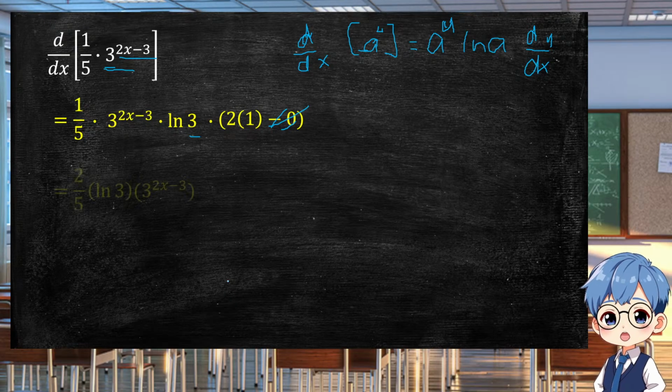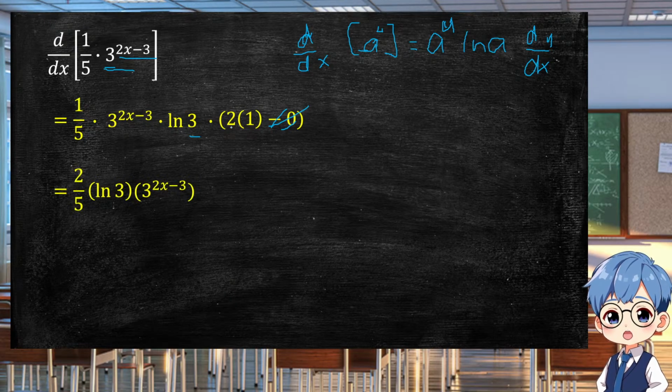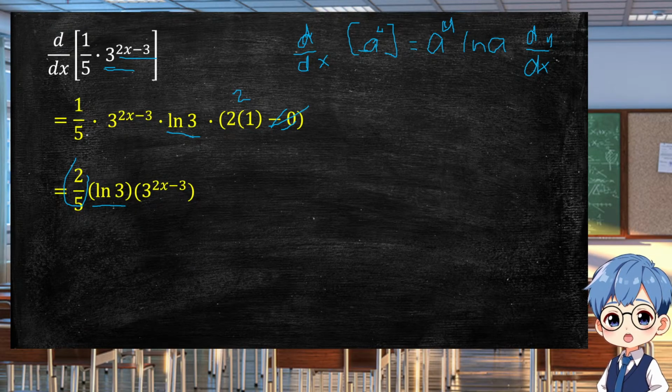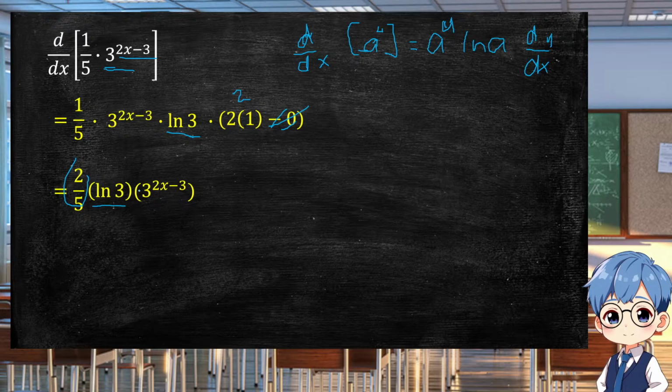Okay, rearranging this. So since this is 2, 2 times 1 over 5 is 2 over 5. And then we rewrite ln. Since ln of 3 is a constant, there is no variable here. So I just put ln of 3 here. Again, we can use a dot or parentheses indicating multiplication. And then we write the last term, 3 to the power of 2x minus 3. And this can be the final answer.